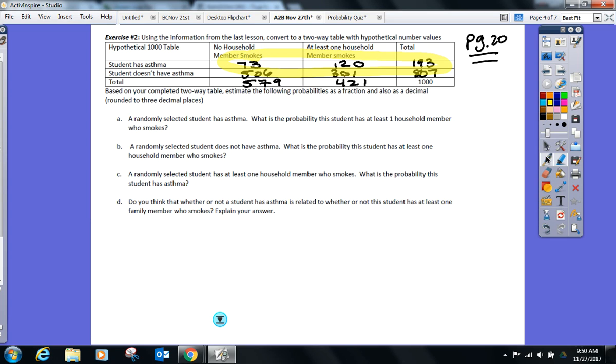So out of the 193, how many are we looking at? 120. But it is not out of 1,000. Why? Because we know this person has asthma, and there's only 193. Not a randomly selected student, a randomly selected student who has asthma. Go, find the decimal equivalent, because it does say at the top, round as a fraction and as a decimal to the nearest 3 decimal places. 0.622, yep.